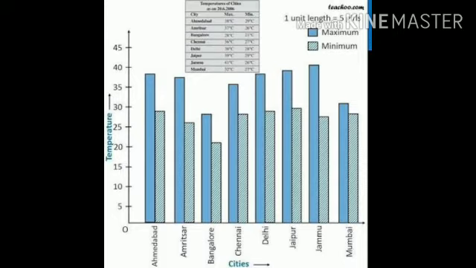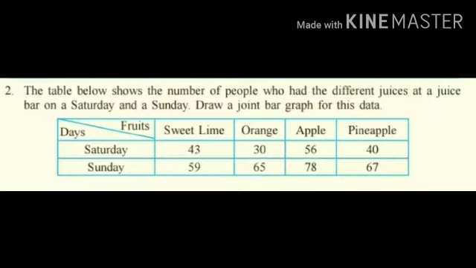Next we are going to see the next question. The table below shows the number of people who had different juices at a juice bar on Saturday and Sunday. Draw a joint bar graph for this data. The days are Saturday and Sunday, and there are different types of fruits. Sweet lime 43, 59; orange 30, 65; apple 56, 78; pineapple 40 and 67. Two days are there, Saturday and Sunday.